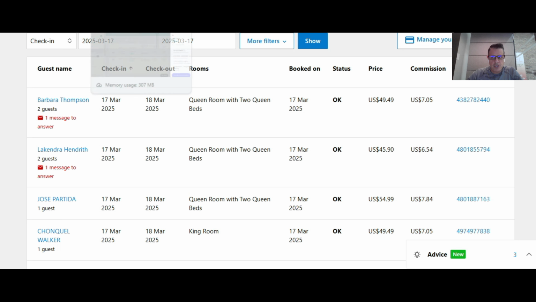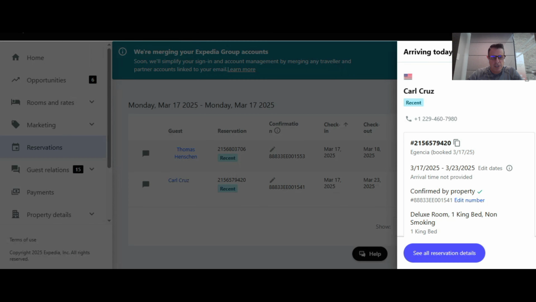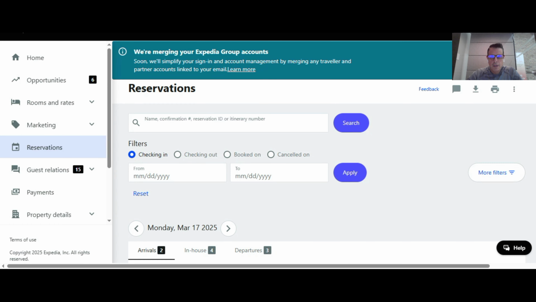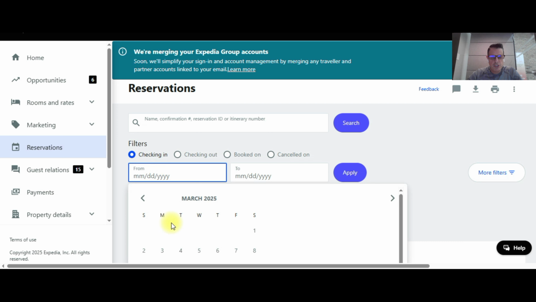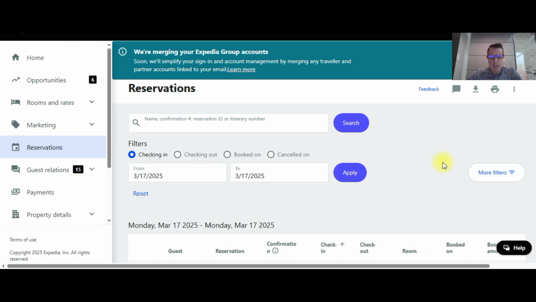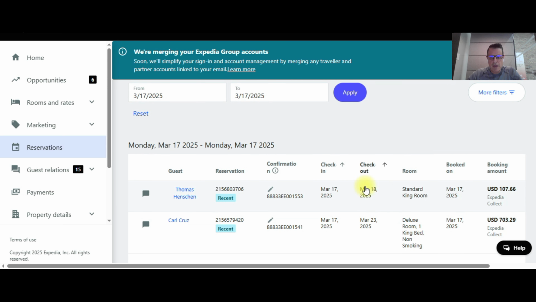And Expedia is pretty easy to do. You should have the same cancellation policy in place. All you have to do in Expedia is just go to the left-hand side here and go to reservations, and then just checking in. And you would just check the 17th here for Expedia, and then hit apply. And this would show all your reservations arriving on the 17th. And if you have any in your PMS system that may be booked directly through your website, obviously they're going to have to go through those too.